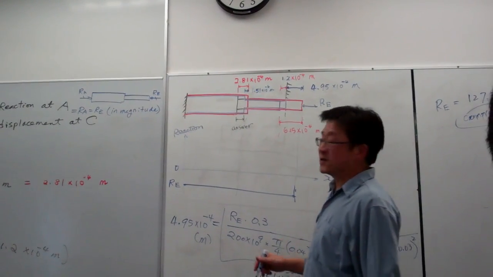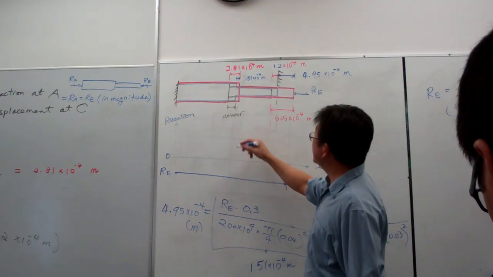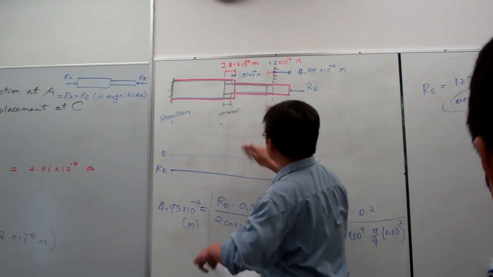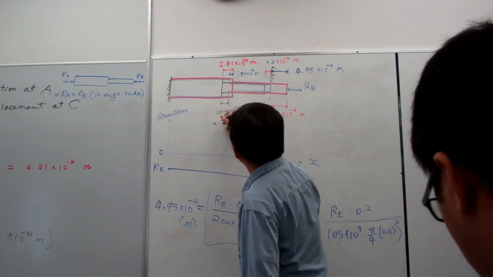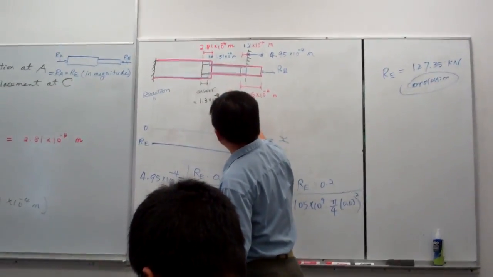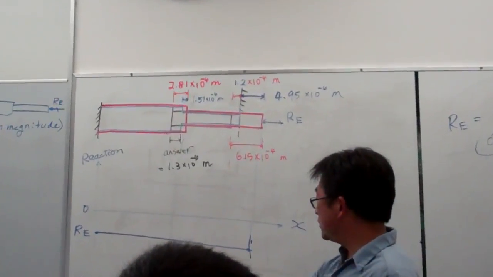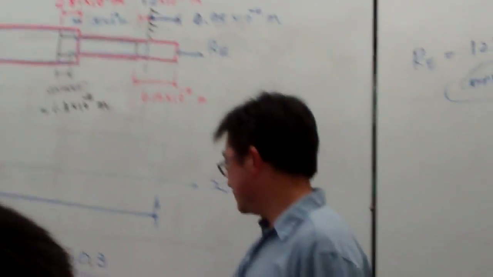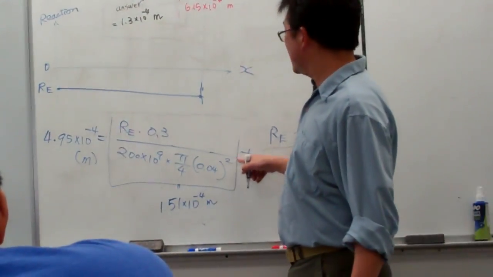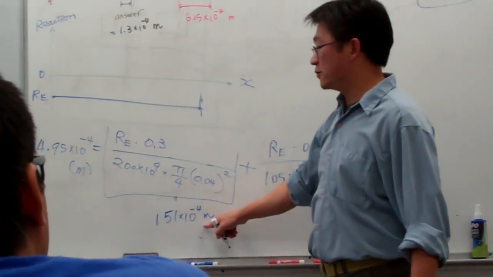So what is displacement C? That is this amount, right? And that amount is simply the difference between those two. So that would be equal to 1.3 times 10 to the minus 4 meters. Where are you getting the 1.51 times 10 to the negative 4? Oh, I simply plug the RE into this term. Here I have a formula, but I don't have a calculation. Simply we plug RE into this term to calculate this one. That will be equal to this.